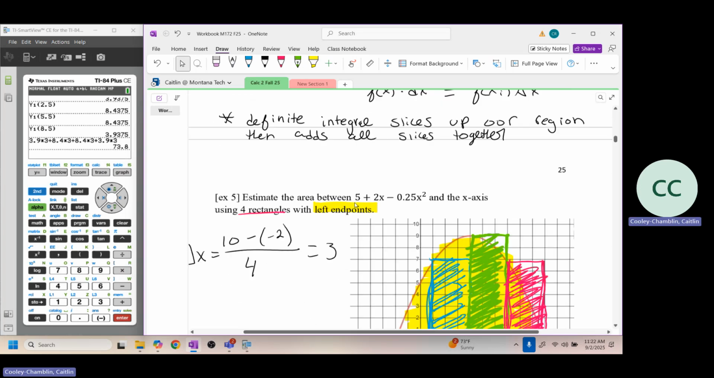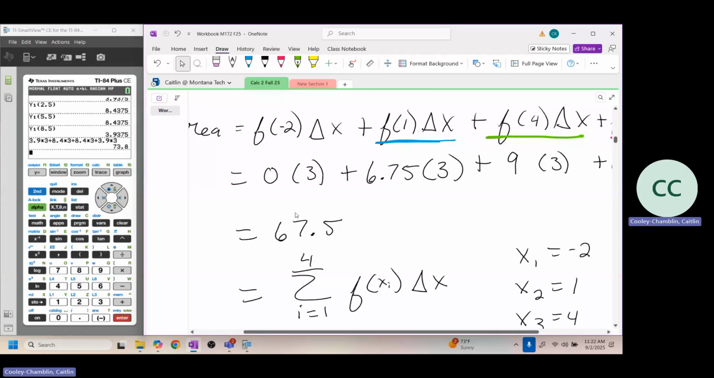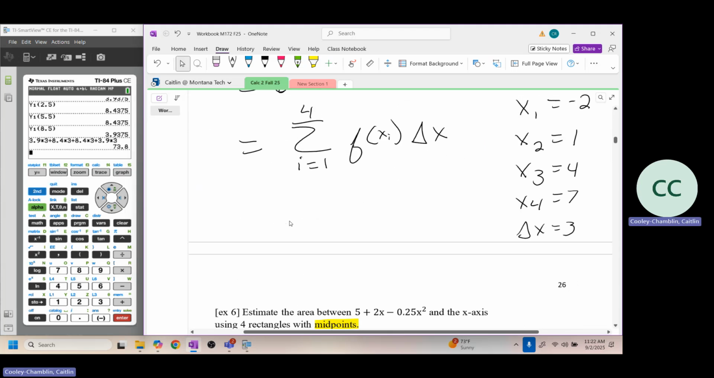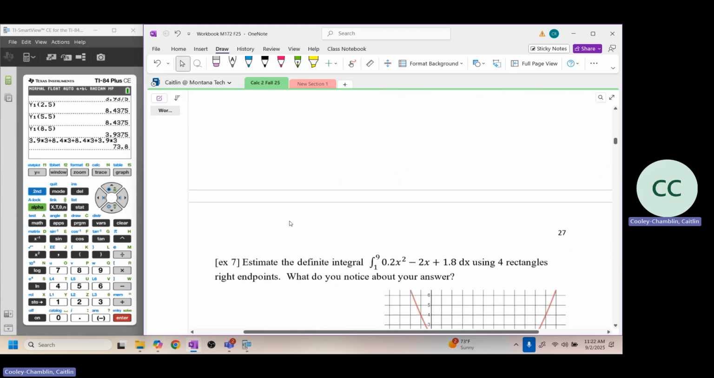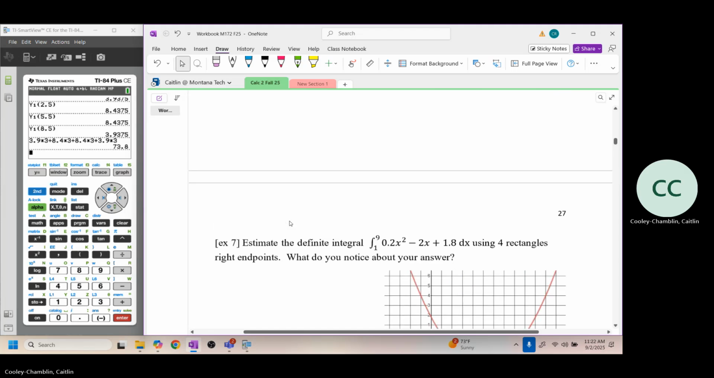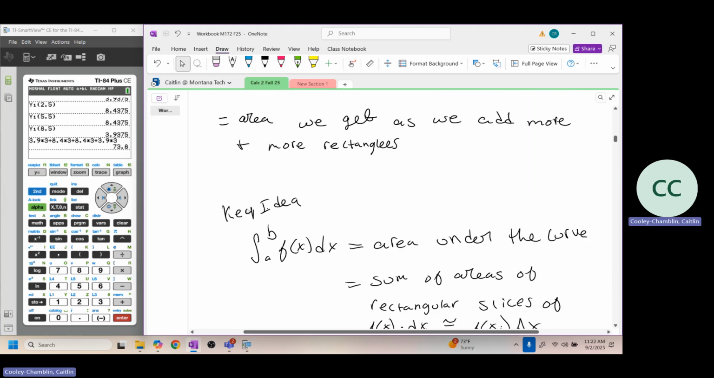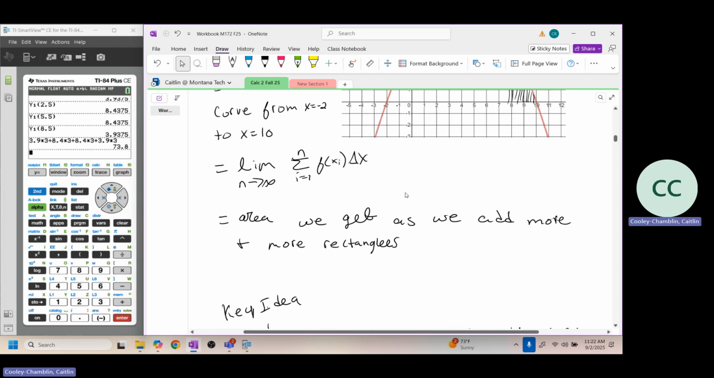these areas. Even when we did it with the right endpoints, we still got an underestimation. So this is closer than this one, but it's still not very good. So we know how to get the most precise one, and that's adding more and more rectangles.